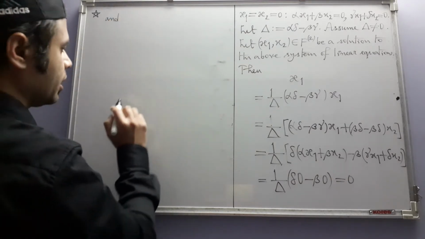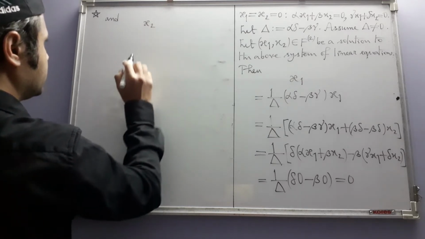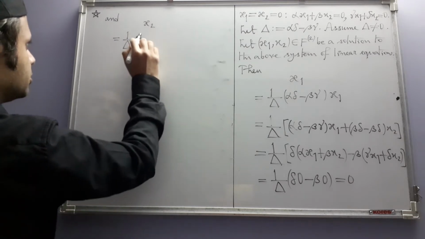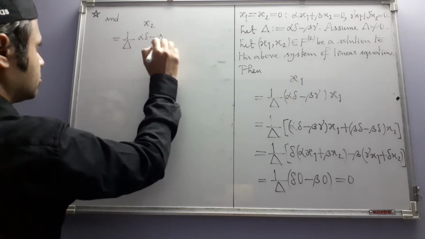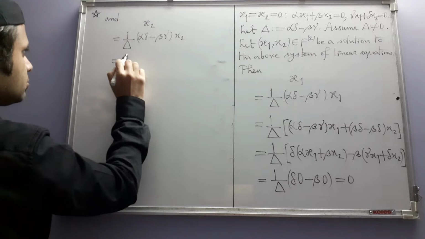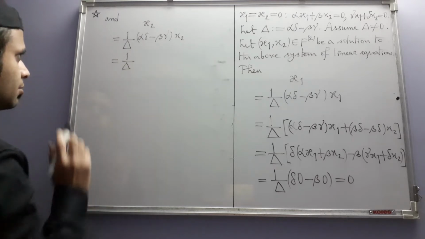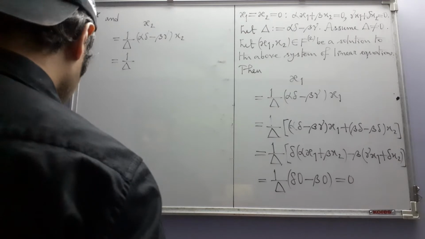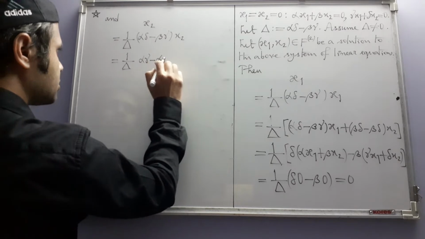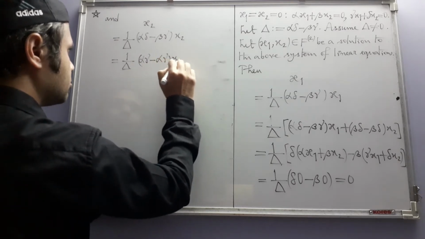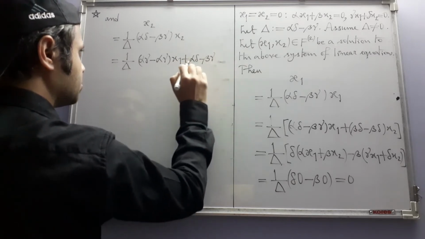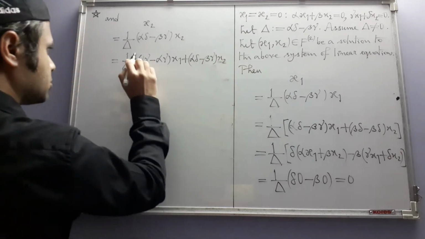We won't leave that, we will actually show that x2 is also expressible in this form, minus beta gamma x2, and this time the numerator can be written like this: alpha gamma minus alpha gamma x1 plus alpha delta minus beta gamma x2.